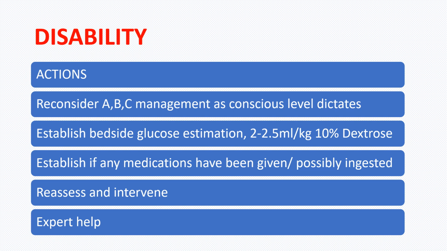Actions to take at D. Reconsider ABC management as conscious level dictates. Establish bedside glucose estimation. If low, give 2 to 2.5 ml per kg of dextrose 10%. Establish any medications have been given or possibly ingested like in organophosphate poisoning. Reassess and intervene when necessary, and always summon for expert help. At D again, we manage the underlying causes like administering anti-epileptic medication or treating the metabolic abnormalities.